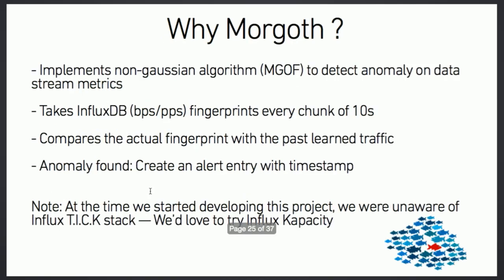So why Morgoth? Like I said, Morgoth implements a non-Gaussian algorithm for detecting anomalies in data. It basically works by taking fingerprints of every 10-second chunk and storing those fingerprints in a database. On upcoming traffic fingerprints, it's always comparing the actual with the past ones. And if it finds a real discrepancy, it will mark it as an anomaly fingerprint and it will raise an alarm.